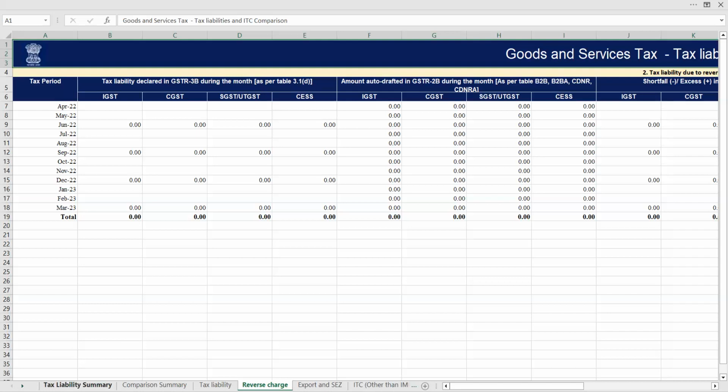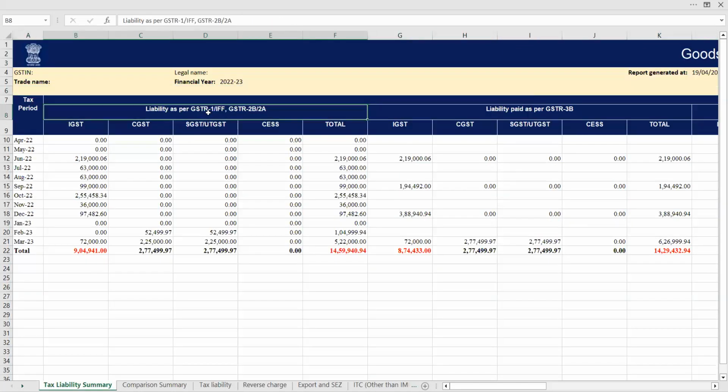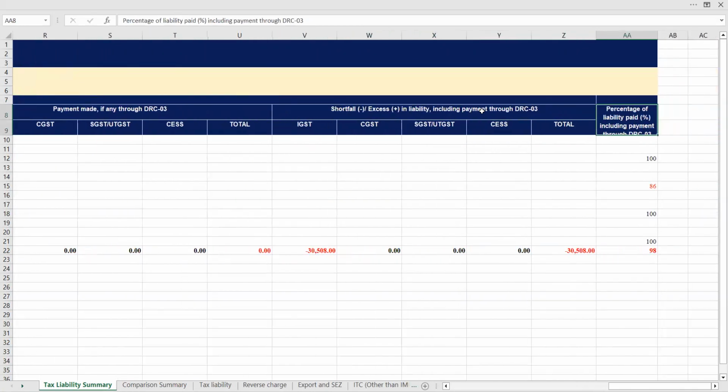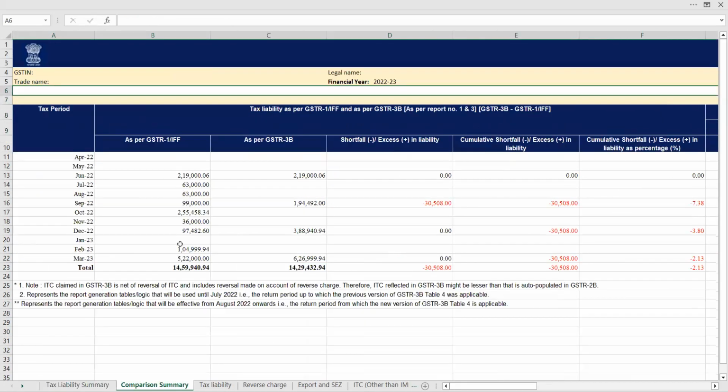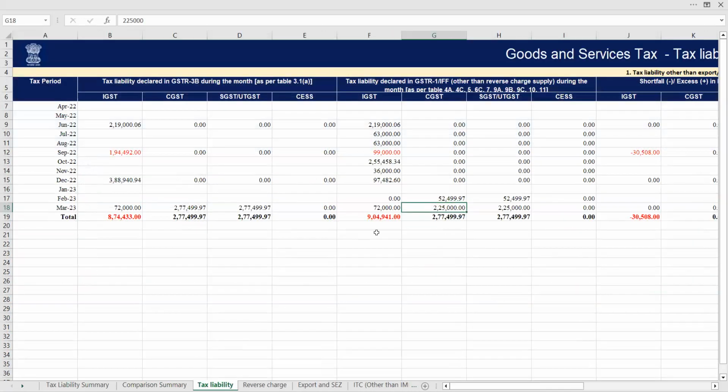You see, there are various sheets in this tax liability summary. What is filed as per GSTR-1 or IFF? What is the liability he declared as per 3B? What is the difference, and what is the percentage of difference? All these things are available. Same way, the comparison summary: what is as per GSTR-1, 3B, shortfall, whether he has made excess payment or shortfall. Tax liability, how much he has declared; because it is quarterly, you see entries only on a quarterly basis. But payment is on a monthly basis if he has made any monthly payment, or if he has done IFF filing, all these things.